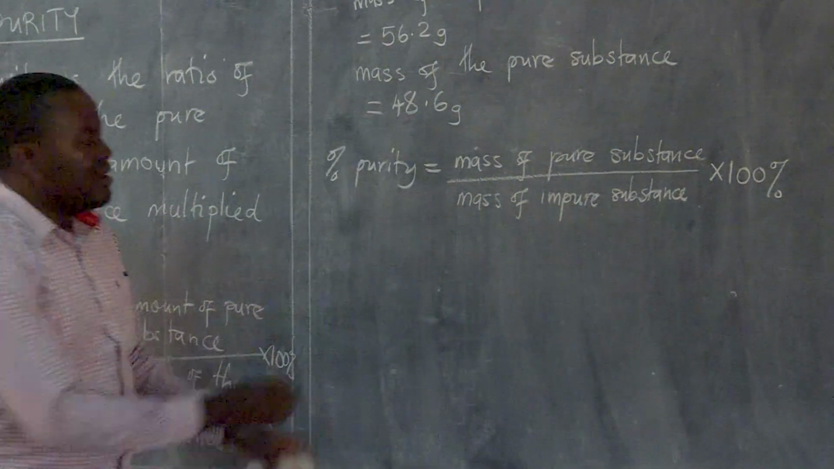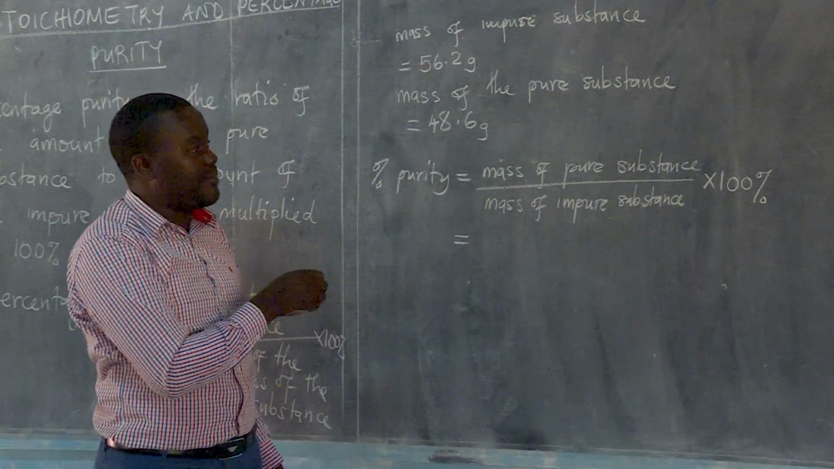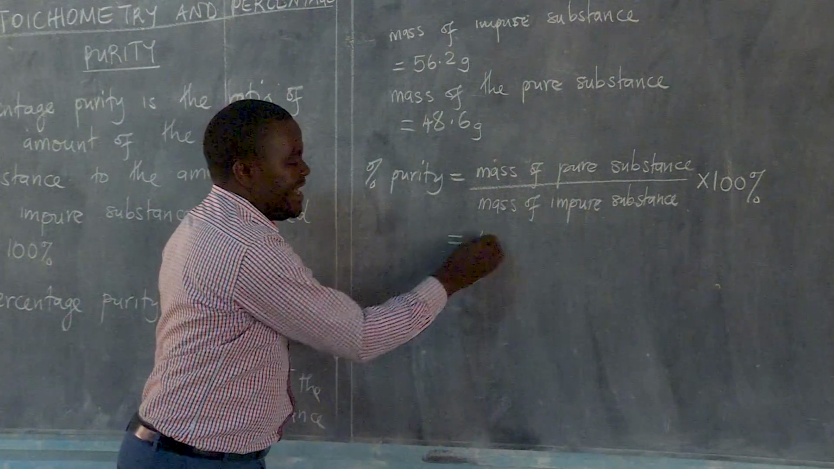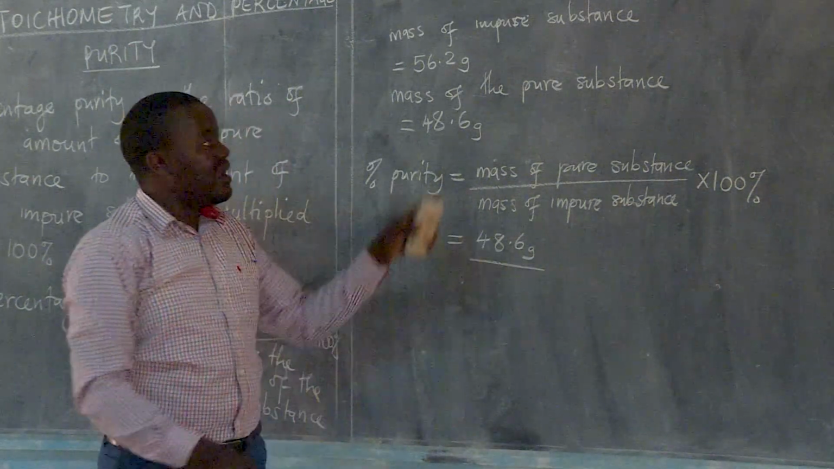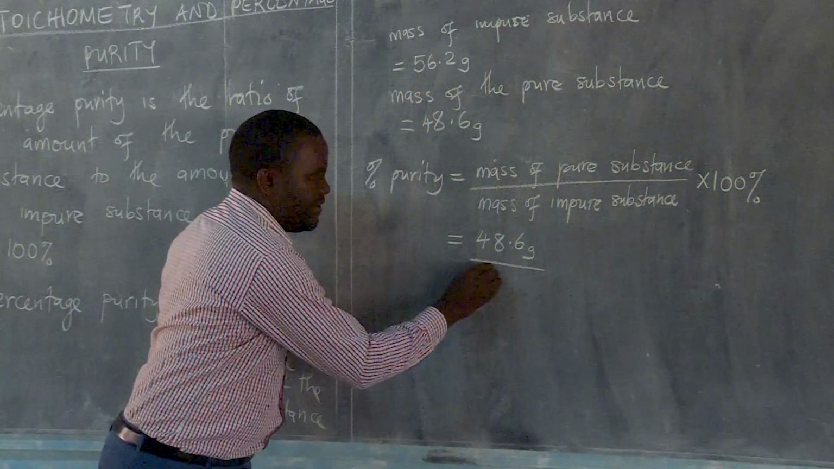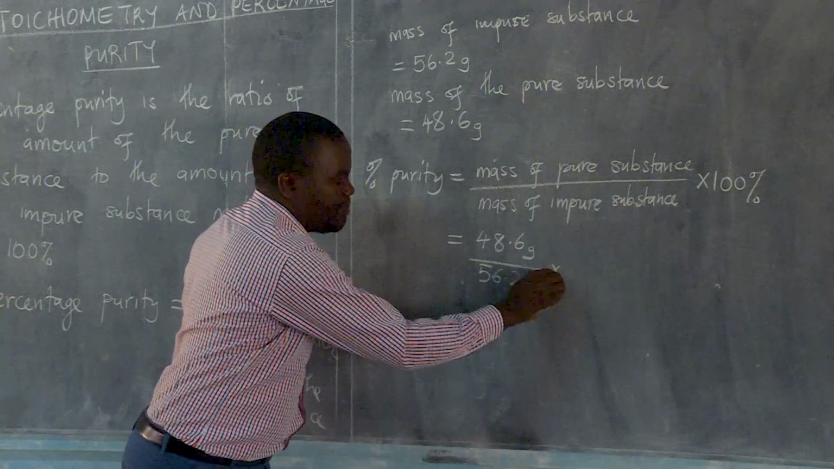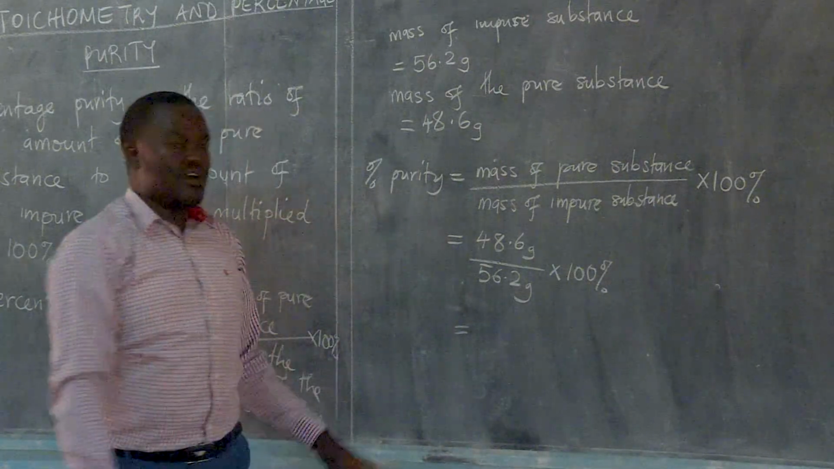So, where there is mass for the pure substance, we are going to plug in this value, which is 48.6 grams over 56.2 grams. We multiply this by 100%.